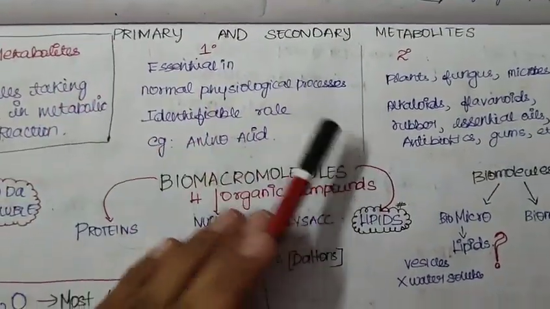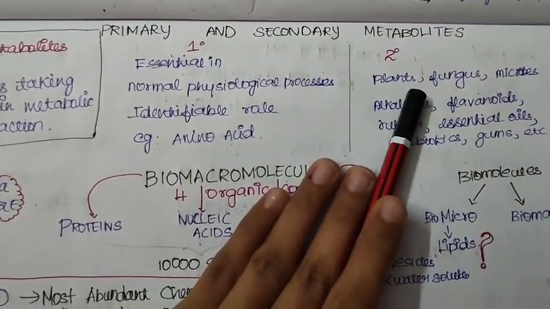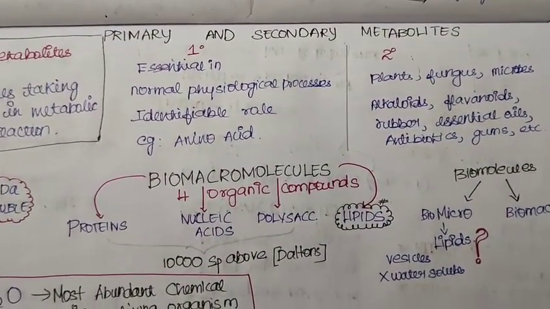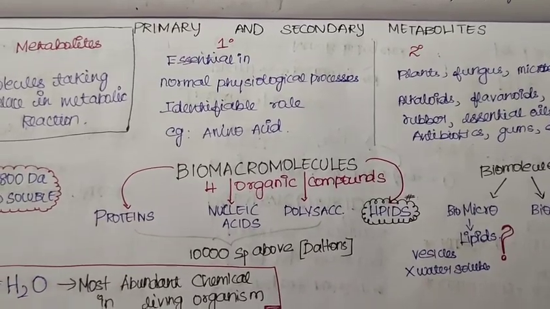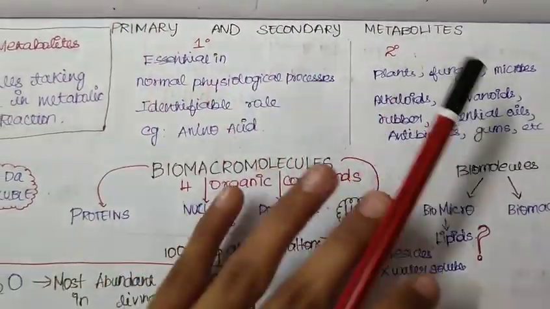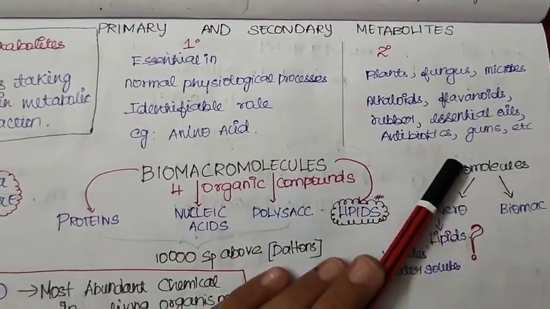Now the opposite will be the secondary metabolites, right? When the role of the specific metabolites are not known, even though they are doing some function, it is not of the major. Okay, they are classified as secondary metabolites, and these are the examples for it.